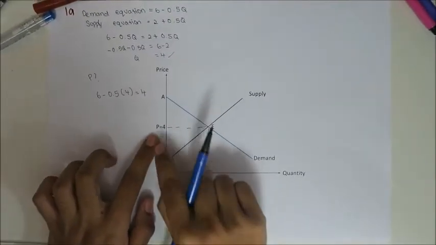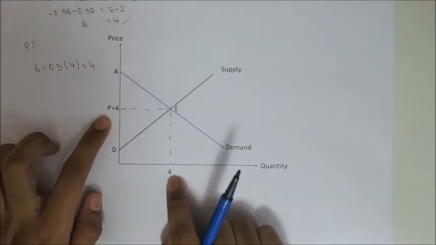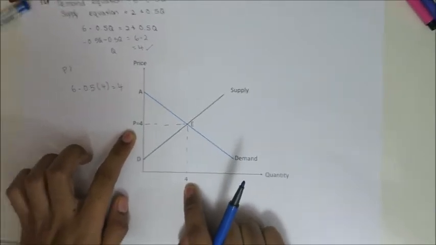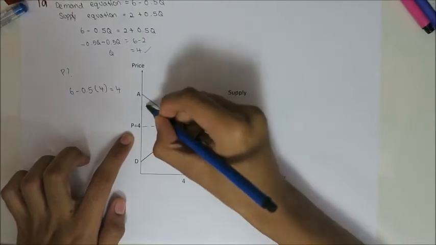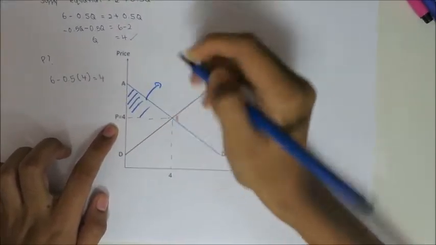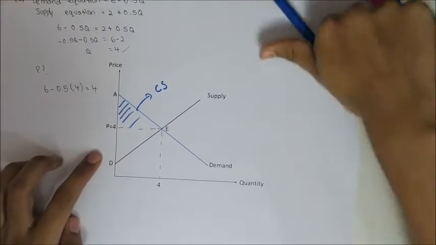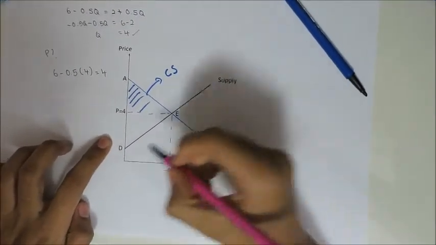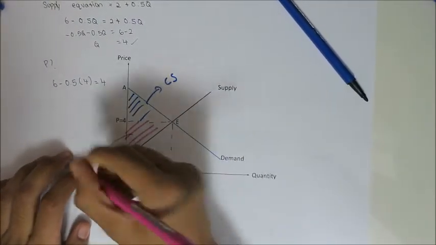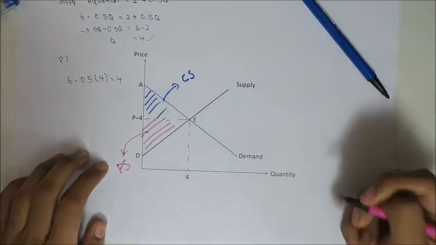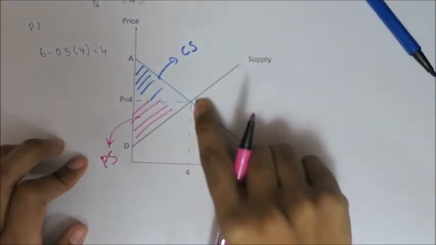Okay, with my equilibrium price of 4 and my quantity of 4, I am able to find my consumer surplus. Basically, consumer surplus is above the equilibrium price. So this would be the consumer surplus. I'll put it as CS. And the producer surplus would be below the equilibrium price. So PS will be my producer surplus. ADE would be my trade surplus.